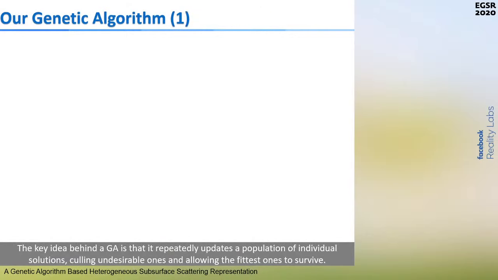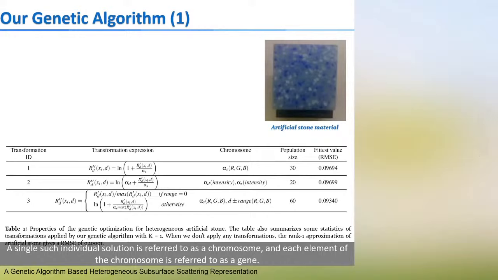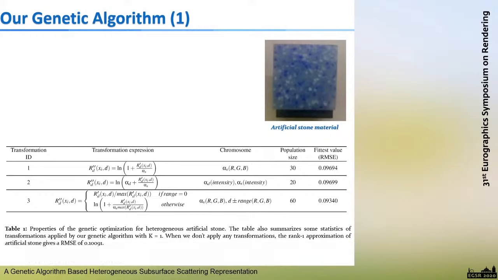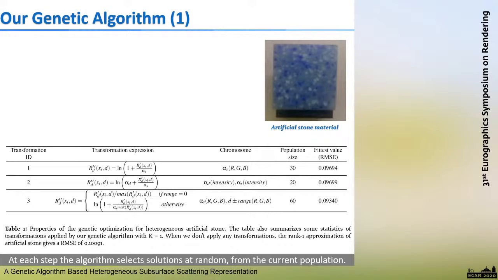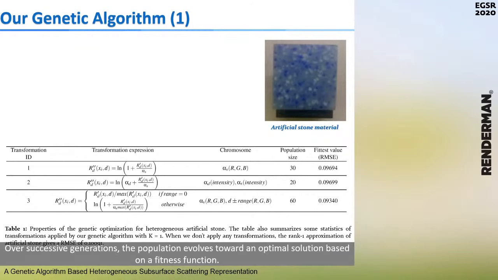The key idea behind GA is that it repeatedly updates the population of individual solutions, culling undesirable ones and allowing the fittest ones to survive. A single such individual solution is referred to as a chromosome, and each element of the chromosome is referred to as a gene. At each step, the algorithm selects solutions at random from the current population. These are treated as parents, and the algorithm uses these to produce children for the next generation. Over successive generations, the population evolves toward an optimal solution based on a fitness function.